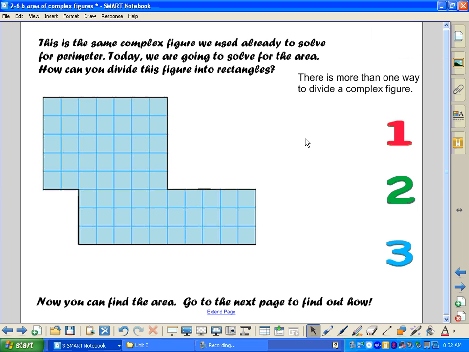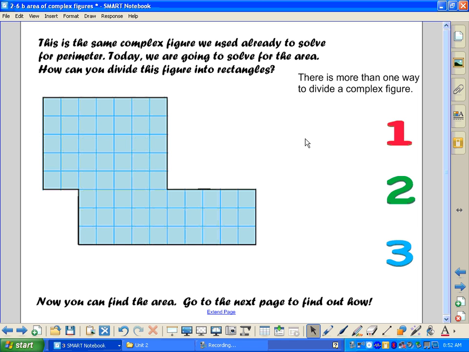Take this shape and we're going to pretend that we're going to cut it somewhere so that we can find shapes that we know how to find the area of. What shapes do we know how to find the area of right now? Rectangles and squares. So, could we cut this shape some way so that we could find some squares or a rectangle?